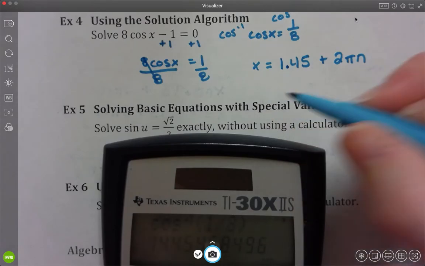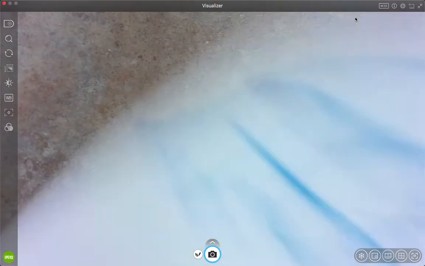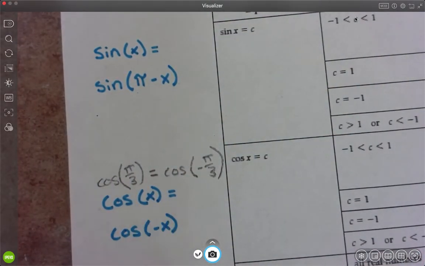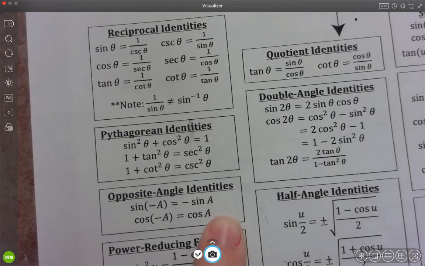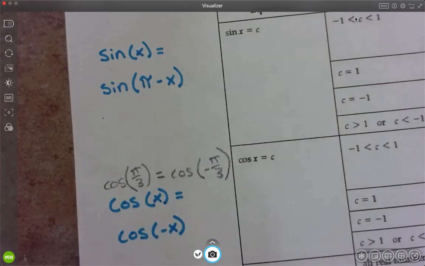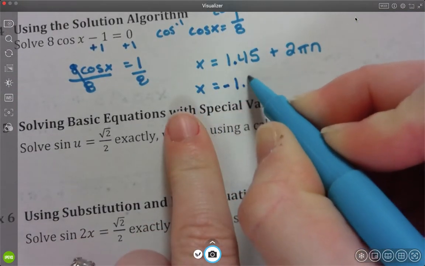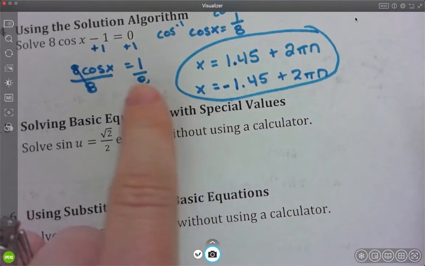And then we know that cosine also has another value, so we need to find out what that value is. The rule for cosine, which I set on the front side, is that cosine of whatever value you get will be the same as cosine of the negative of that value. I would really suggest writing these down. I think that's also one of the identities in your unit circles. Yeah, right here, opposite angle identities. Cosine of negative a is the same thing as cosine of a. So that means that if we got 1.45 as an answer, another answer will be negative 1.45 plus 2 pi n. And that will cover all of the places where cosine is going to hit 1/8.